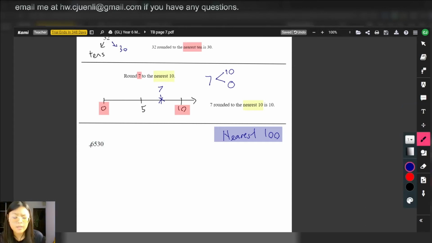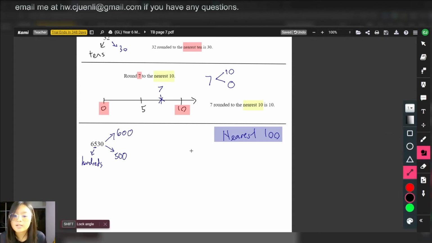Now we know 6 would be 6,000s, 5 would be 500s, 3 would be the 30s, 0 would be just 0. Nothing to actually affect anything at all because we're going to look at hundreds anyways. So let us underline here and write here hundreds because that's what we're going to look at. So when we want to look at hundreds, we have one number that is the same, which is 500s, and a number that is slightly bigger than 500, which will be 600, right?